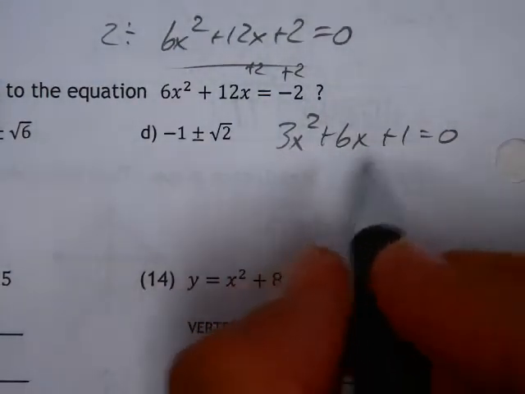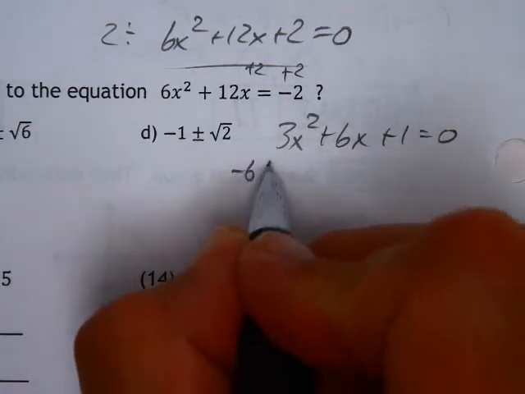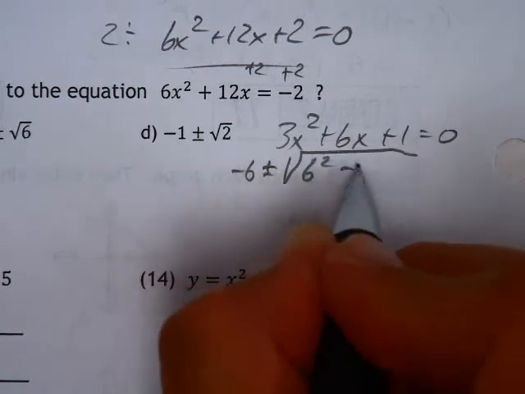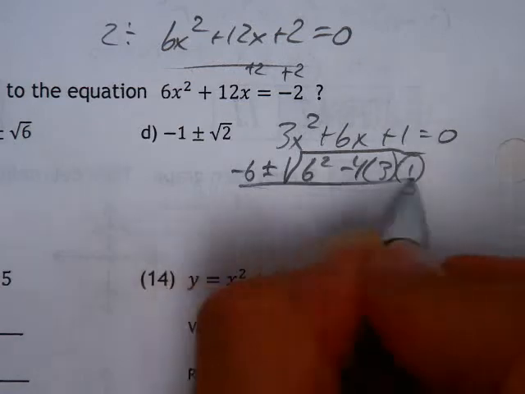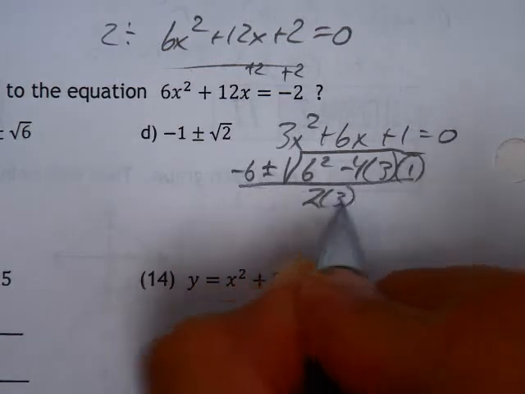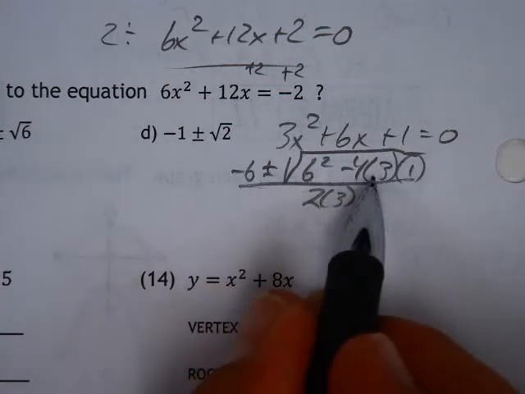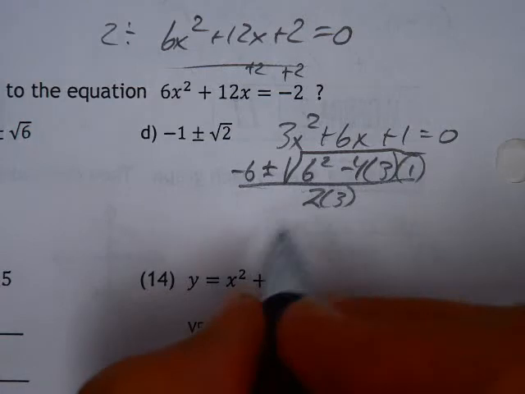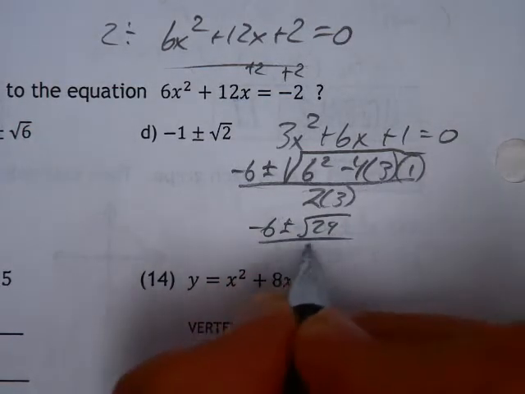So now we do the quadratic formula, now that we are in the current state, where we've got a negative 6 plus or minus the square root of 6 squared minus 4 times a times c all over 2 times 3. All right, that's 36 minus 12. 36 minus 12 is 24. So I've got a negative 6 plus or minus the square root of 24 over 6.